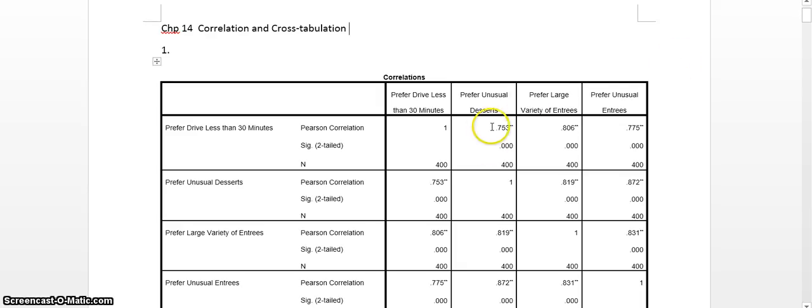The correlation coefficient size for this relationship, the drive and the unusual desserts, is 0.753. According to the textbook, Burns and Bush, this is considered a moderate positive. Why moderate? Because it falls in the moderate range. Positive because it doesn't have a negative value. In layman's terms, how you would interpret it is when the preference for drive less than 30 minutes increases, the preference for unusual desserts decreases.